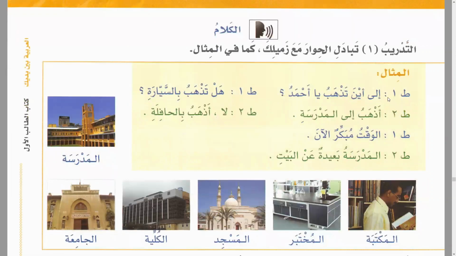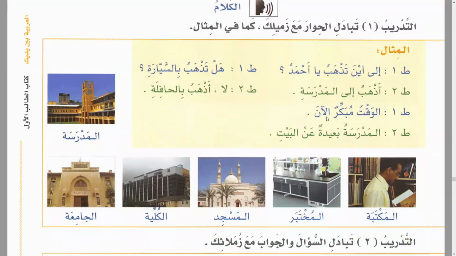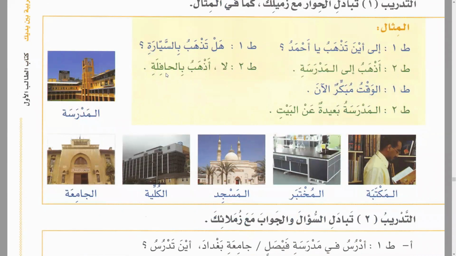المثال. Student 1: إلى أين تذهب يا أحمد؟ Where are you going, Ahmed? أذهب إلى المدرسة. I'm going to the school. الوقت مبكر الآن. The time is now early. المدرسة بعيدة عن البيت. The school is far from the house. Then the next question is: هل تذهب بالسيارة؟ Are you going by car? لا، أذهب بالحافلة. No, I'm going by bus. This remains the same, I guess, so we just need to change the place.